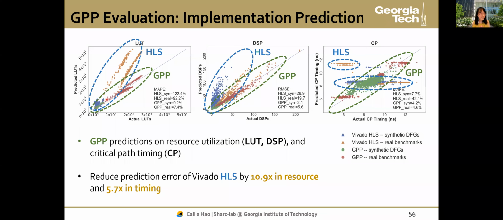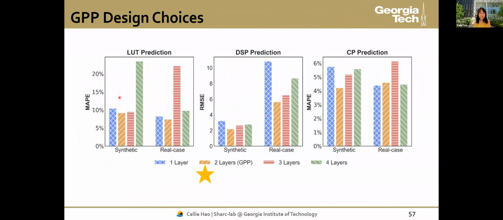Also, a similar trend can be observed here. This is the synthetic data flow graphs, and these are the real case data flow graphs. So it really shows that GPP, or the graph neural network, is able to generalize well.